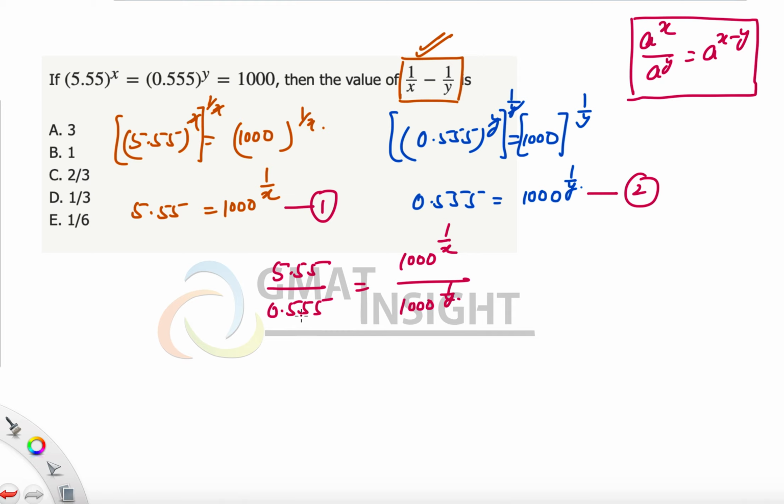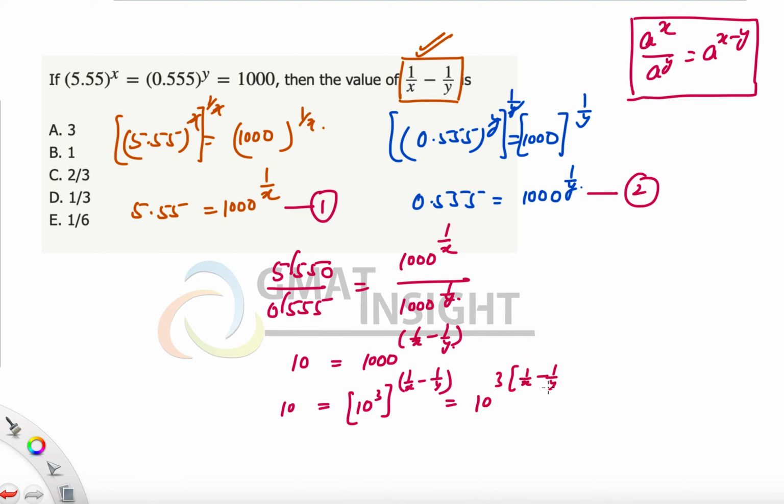And now we are going to simplify this. Now using this simplification, we get 10 is equal to 1000 raised to the power 1 over x minus 1 over y. But 10 can also be, or we can further simplify it as 10 to the power 3 to the power 1 upon x minus 1 upon y, which means it becomes 10 to the power 3 times 1 upon x minus 1 upon y.